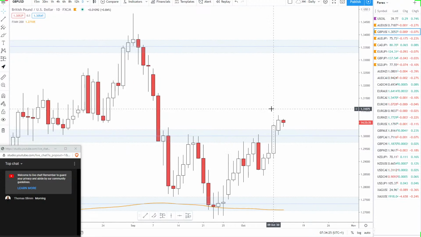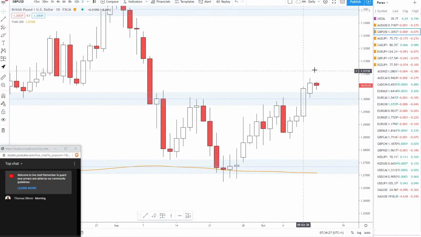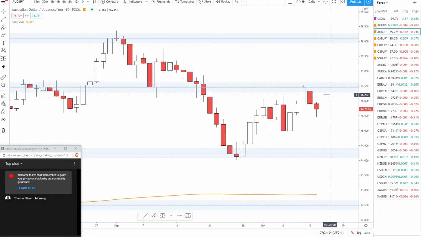GBP USD. Now this one has pushed above resistance, so there's no potential trade here anymore. We were looking for a short last week, but there's nothing there anymore.